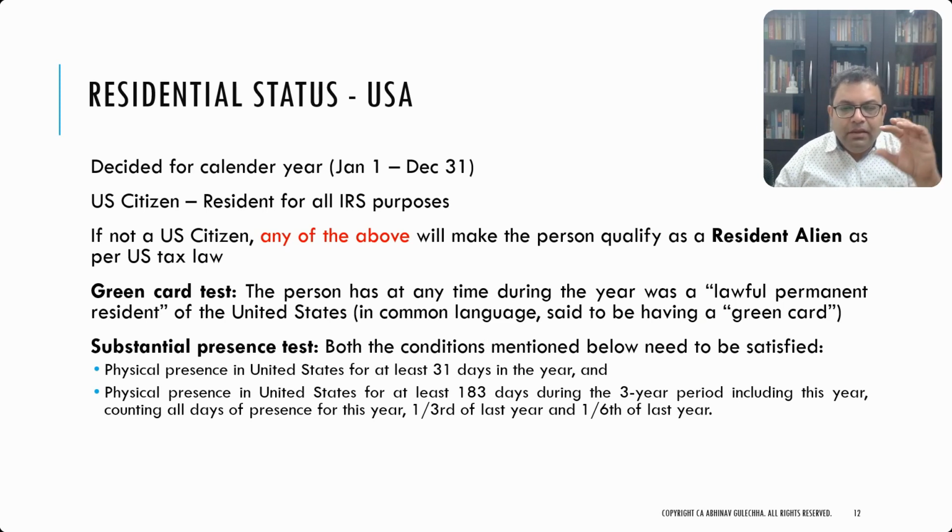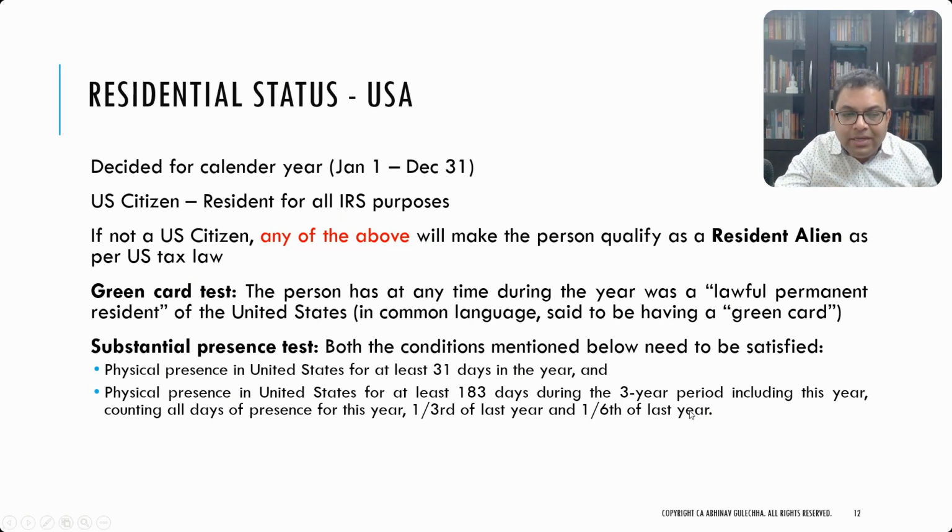So just let's understand. If you are a US citizen, you are a resident for all IRS purposes. If you're not a US citizen, then any of the above. If you are a green card holder, then you become a resident alien straight away. You don't need to check the substantial presence test. However, if you're not a green card holder, then the substantial presence test will come into question, where you need to ensure that both the conditions are satisfied. One is physical presence for at least 31 days. Second, physical presence for 183 days during the 3-year period, including the present year.